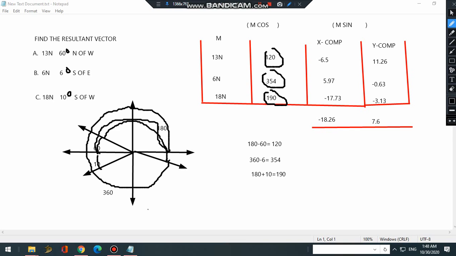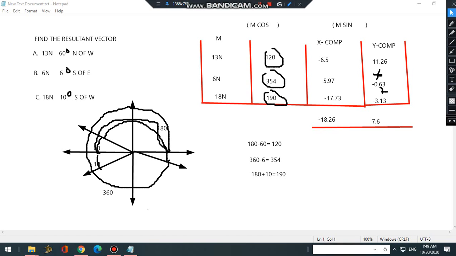So the next step, you have to add all the x components. So negative 6.5 plus 5.97 plus negative 17.73, that would be negative 18.26. Then the y component would be 11.26 plus negative 0.63 plus negative 3.13, that would be 7.6. Then we are not done yet.